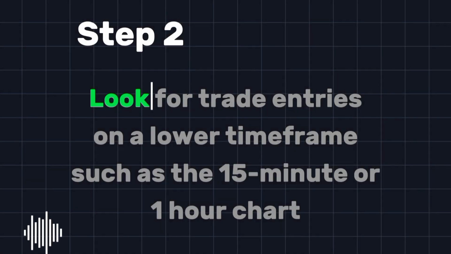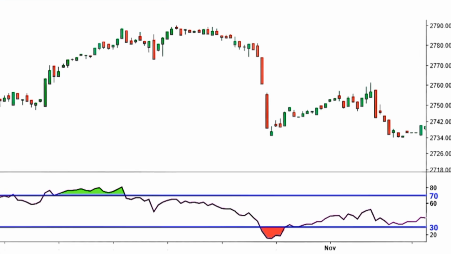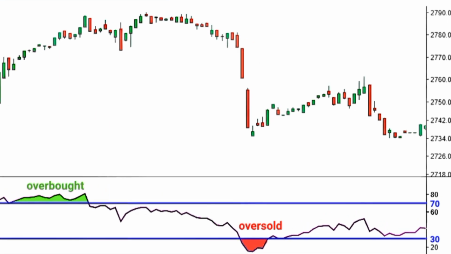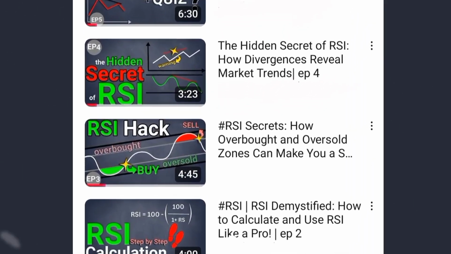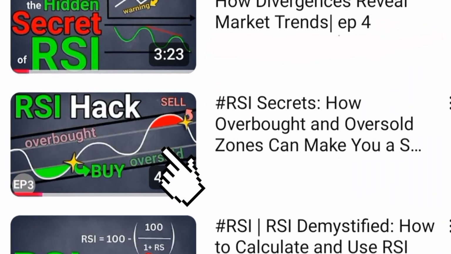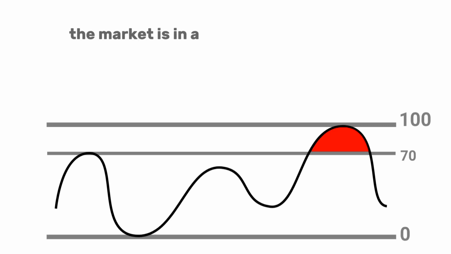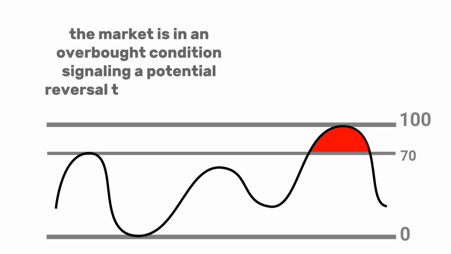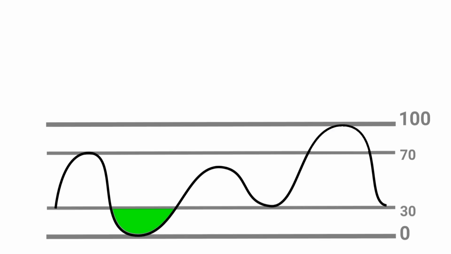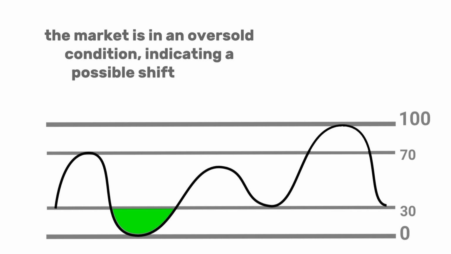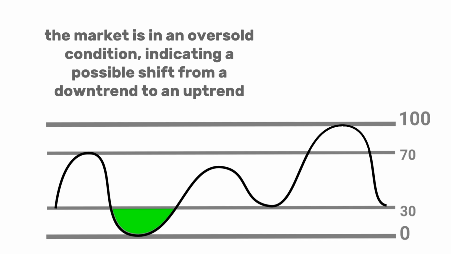Step 2. Look for trade entries on a lower time frame, such as the 15-minute or 1-hour chart. To identify trade entries using RSI, we rely on overbought and oversold zones. If you're not familiar with these concepts, check out our video on overbought and oversold signals through the link above. Here's a quick recap. When RSI is above 70, the market is in an overbought condition, signaling a potential reversal to the downside. When RSI is below 30, the market is in an oversold condition, indicating a possible shift from a downtrend to an uptrend.